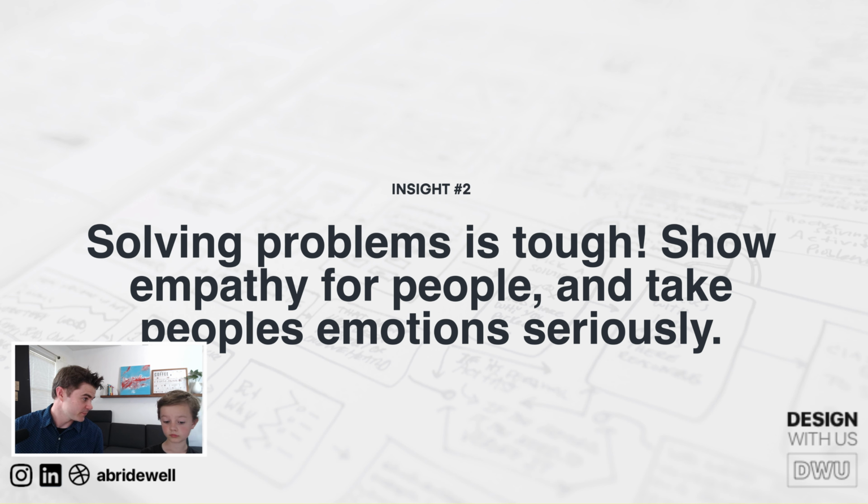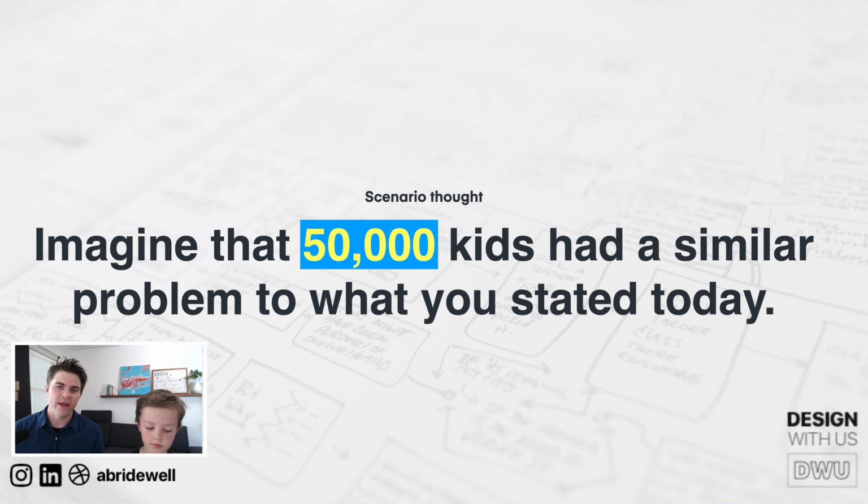Is it pretty heavy? Hard. Yeah. All right, so we got a scenario thought. This is kind of a fun thing to imagine, okay? So imagine that 50,000 kids had a similar problem to the one that you stated today, or the one that you were thinking about in your head. Or Jude, for example, say 50,000 kids were trying to make content this year. Like 50,000 new YouTubers are trying to come to YouTube. But they fail. You think they fail? No, they win it. They win it.